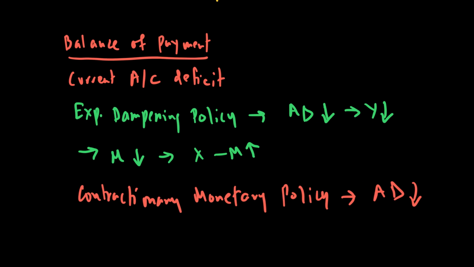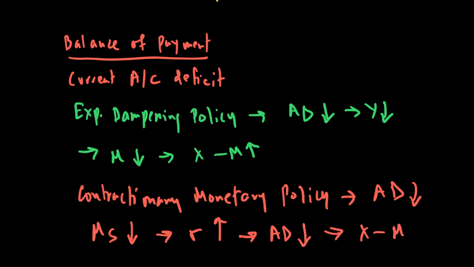Now, there are many downsides of this policy, but we can talk about it later. But this is what we call expenditure dampening policy, which is basically contractionary fiscal and monetary policy, where contractionary monetary policy will require using money supply to go down, causing interest rate to go up, and therefore AD to fall, and therefore net exports to rise as imports go down.